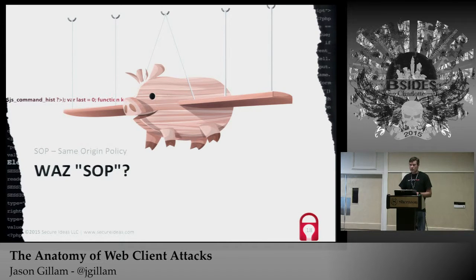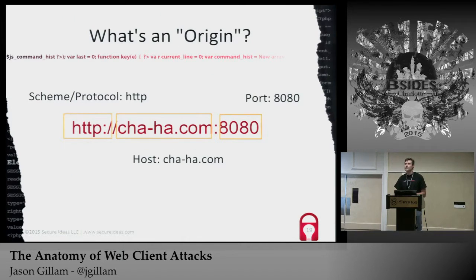Okay? So the same origin policy, before I get into the policy itself, let's define what we mean by an origin. Same origin policy considers an origin to be the combination of your protocol, your host, and your port. So if any component of the origin is different, then you're talking about a different origin, which means, for example, in this case here, we have Chaha on port 8080. If you also had, let's say, an HTTPS version running on, I don't know, we'll just say port 443, then that's a completely different origin, even though it's the same host.